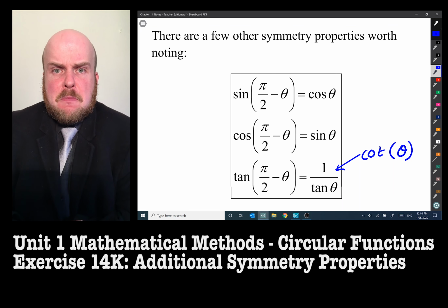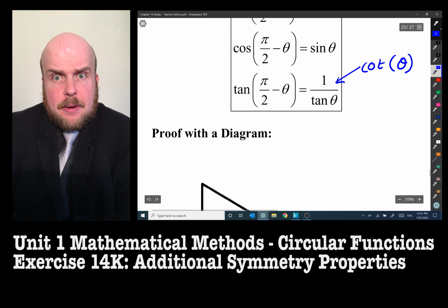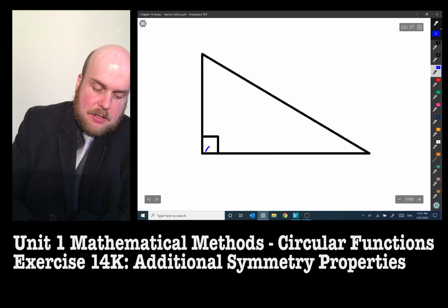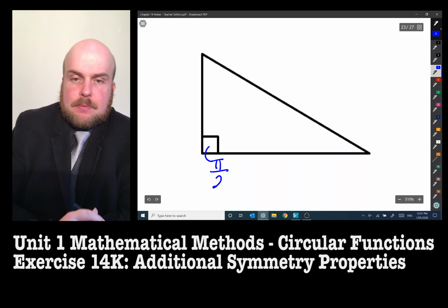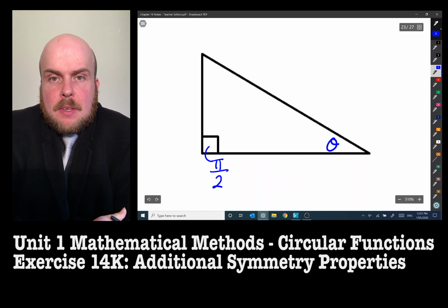So how do we know that these relationships are so? How do we know that these formulas are? Well, let's go and prove it with a diagram. Here I've got a right angle triangle. This right angle is, of course, pi on 2. And let's label this as theta.